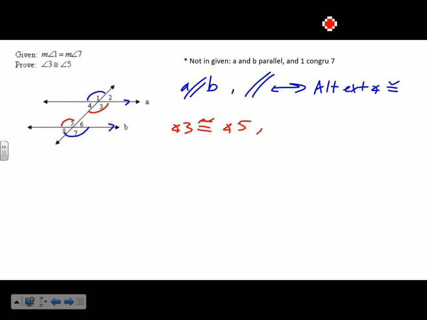And again, I would do it this way. Alternate interior angles are congruent. Now that's just one way to do it. The first time I did this, I actually proved that angle 1 and angle 3 were congruent because of vertical angles. I proved angle 7 and angle 5 were congruent because of vertical angles. And then I said with the transitive property, that means angle 3 and angle 5 have to be congruent. So that's another way you can do it.